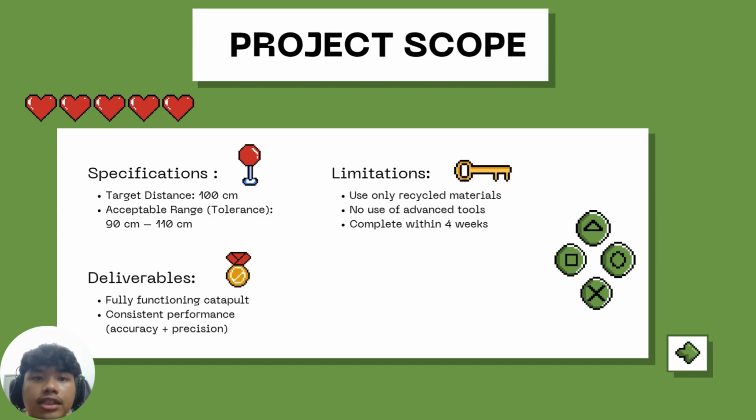Last but not least, for the limitations, we have two. First is materials. We can only use recycled items such as rubber bands, spoons, and popsicle sticks. No advanced tools or mechanical parts are allowed. The second is that we have only 4 weeks to complete the entire process, including planning, building, testing, and final improvement. Despite these constraints, we aim to balance innovation with practicality while still applying the Six Sigma mindset of improving quality through measurable units.